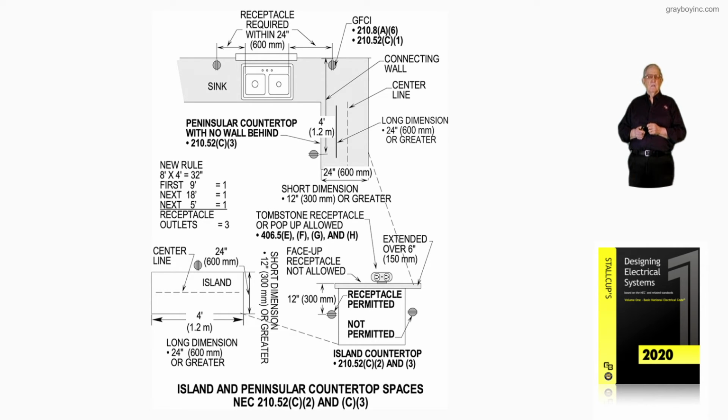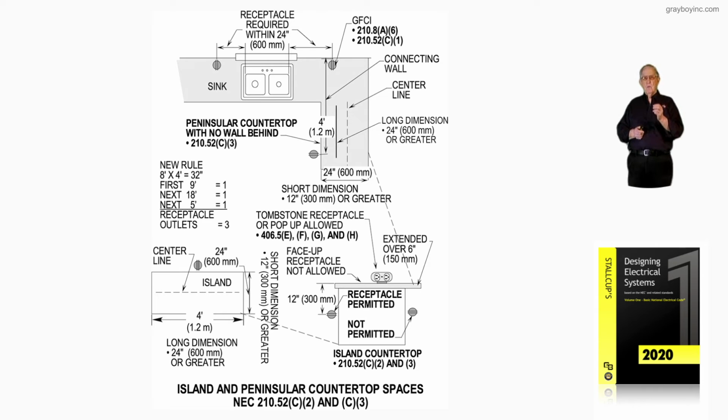And if it's a 4 by 8 foot island, that's 32 square feet that we would have there. You'd have 32 foot. And then notice the first 9 foot is 1, the next 18 is 1, and the next 5 is 1. So you need 3. In the 2017, you just needed 1 period, and you could place it anywhere you wanted it.